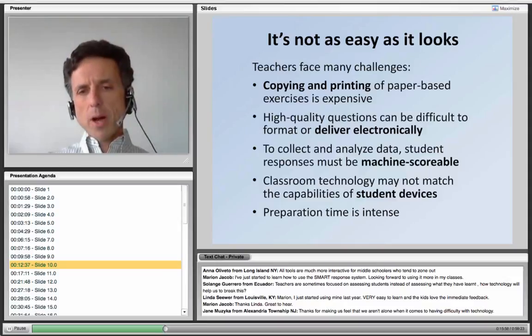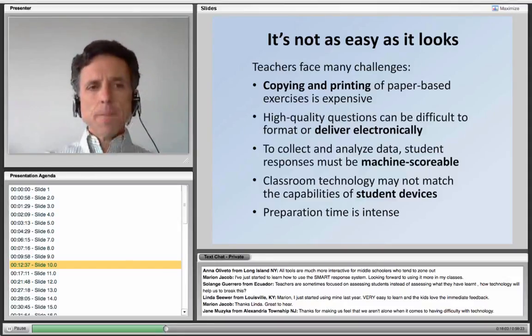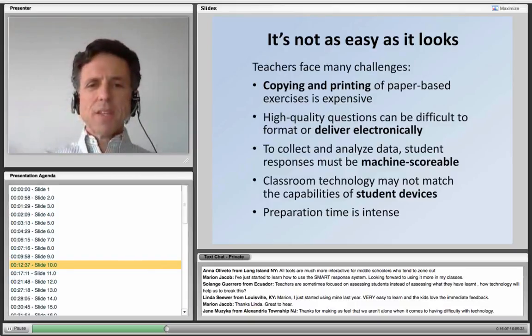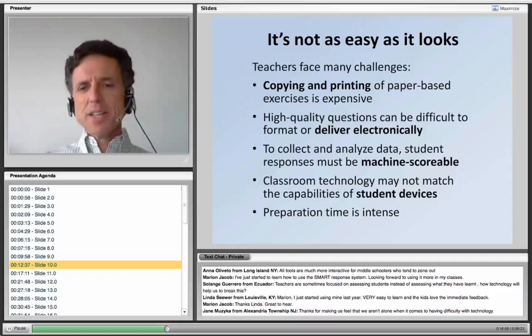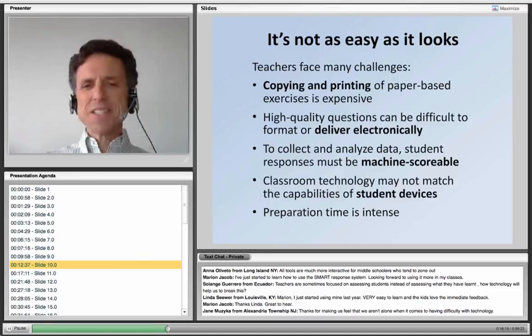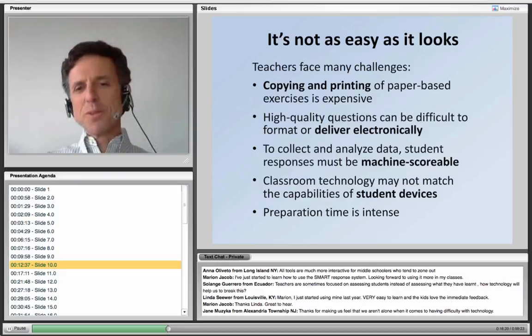The bulleted point about classroom technology may not match the capabilities of student devices. That's not really a networking or connectivity statement. It's really that the student devices are advancing so quickly that it can introduce a couple of interesting problems. One is boredom. You know, what teachers are trying to keep up with during the classroom, maybe it's interesting on day 1 or 2.